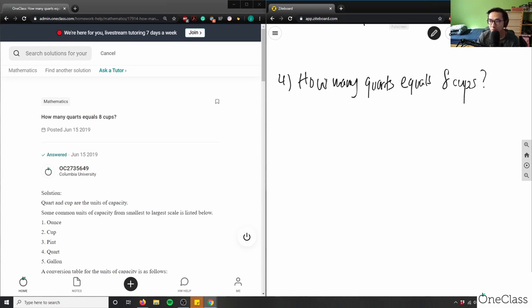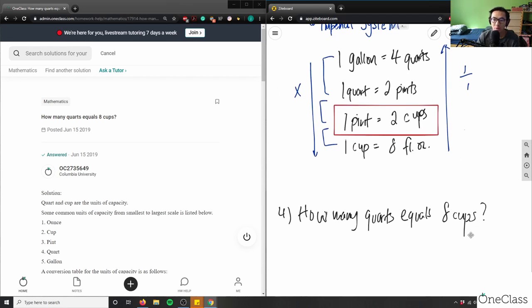How many quarts equals 8 cups? I'm going to go back to our conversion chart here to help you out. We would have to go from cups to pints first, and then from pints to quarts. Remember, when we're going up, we want to divide. Remember, we're still in the imperial system, still working with these measurements. Take a moment to think about this, and then we will reconvene and talk about the answer.